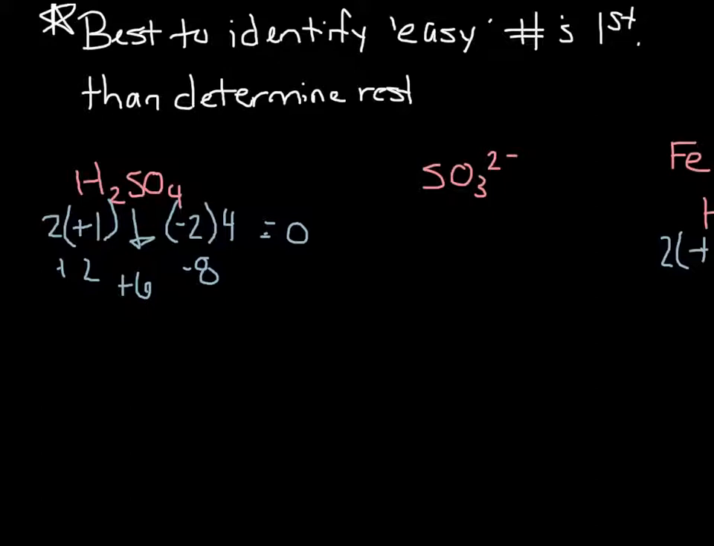Looking over at SO3 with a -2 charge, the overall charge needs to be -2 for our oxidation numbers. We know oxygen, there's 3 of them, and each of them has a -2 oxidation number. So what is that sulfur then? Well, if we need to have an overall -2 oxidation state, and we have a -6 set with oxygen, that means that sulfur is going to be a +4.